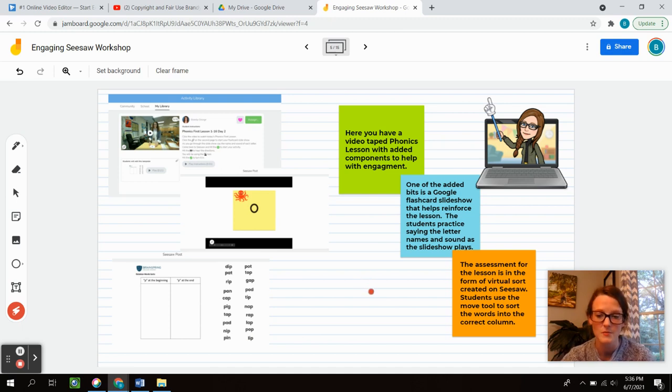Then for the assessment part of the lesson, I had the students come back into Seesaw, and they were able to use the move tool option and sort the words down here. So if you see here, we have a word sort, we have our flashcards, and then our lesson as well. The students loved those.